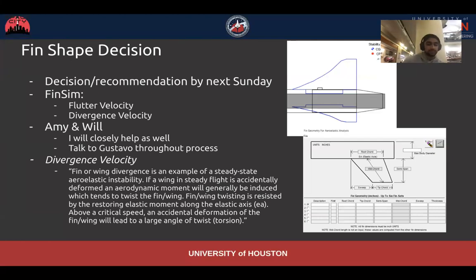But tomorrow during lab, I'll continue to work with FinSim, trying to see if it allows for a freeform set rather than trapezoidal. I know there's a bunch of different types of analyses that it offers and different calculation methods. So I'll continue looking at that, and then also see what the effects are with OpenRocket on stability and apogee.